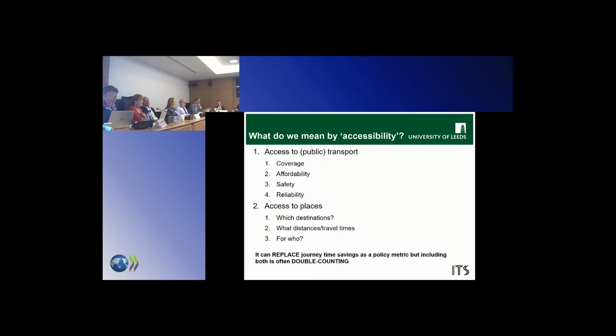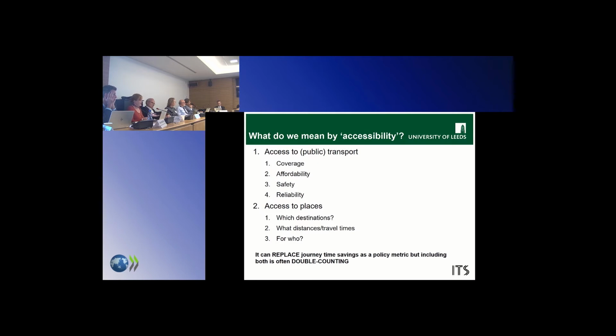And then you were very clearly thinking about which destinations, what travel distances were appropriate, for whom we were thinking that was appropriate, and because we were thinking about not having journey time savings as a metric, because of access being a form of double counting.